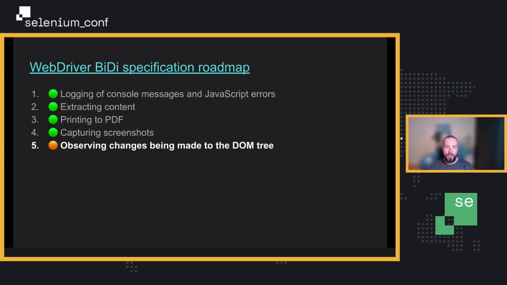Although it's not finished yet, we are actively working on the following scenarios. In this scenario, a mutation observer is installed by a bootstrap script as early as the document gets created. It watches for changes made to the DOM tree and sends relevant updates to the client.